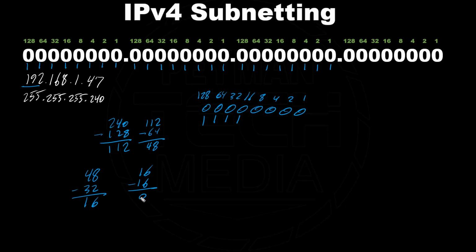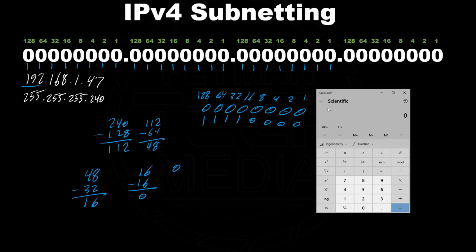Minus 16, it's 0. Now this is our new decimal value. Is this greater than or equal to 8? It's not, so it's off. What about 4? Is this greater than or equal to 4? It's not, so it's off. Is this greater than or equal to 2? It's not, so it's off. The rest of them are off, because when we have 0, the rest is off. Okay, so 240 decimal gives us 11110000 binary number.